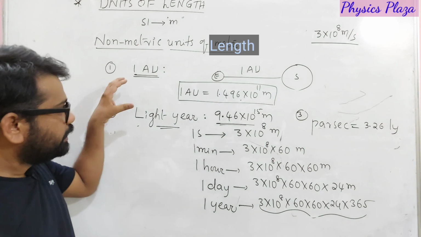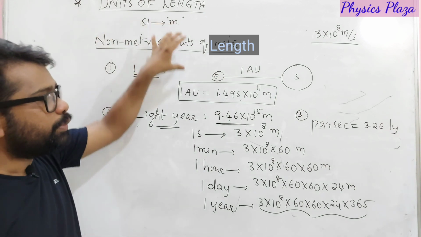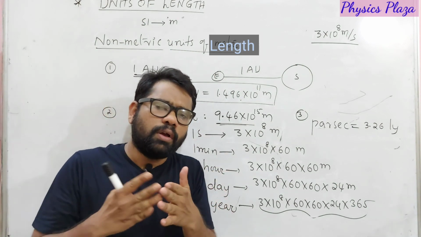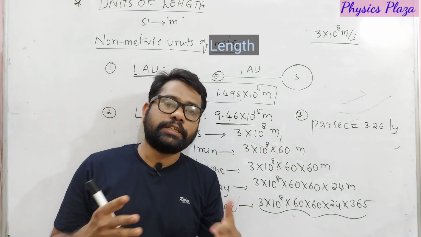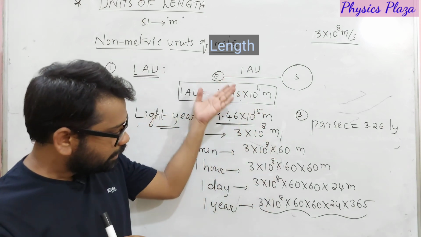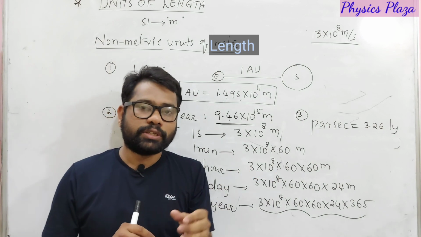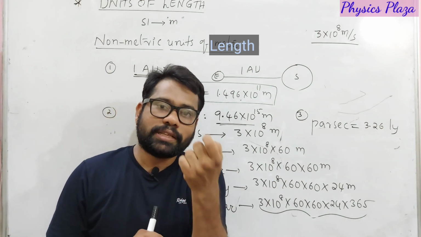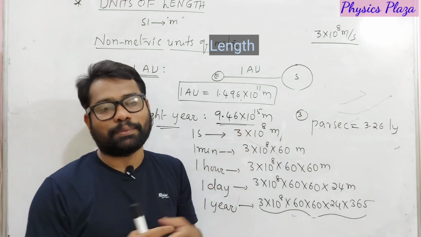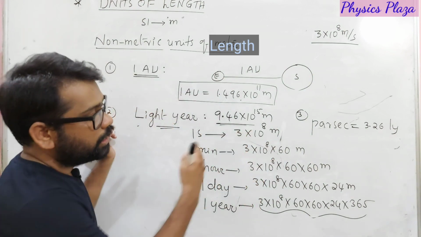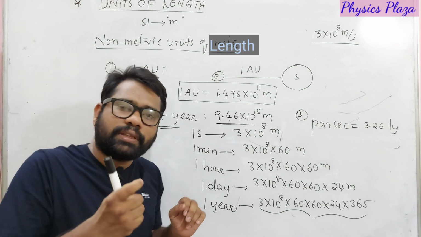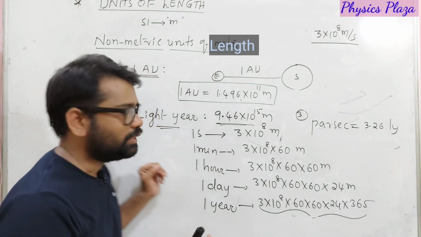Dear children, these are the non-metric units of meters which are used to measure very long distances, the distances among the celestial bodies. But can we use these units to measure, for example, the radius of the atom or the radius of the nucleus? There the value would become too much. So for those we have other units to measure distance. Now let us see that.